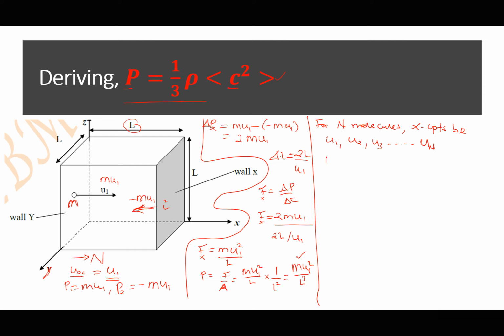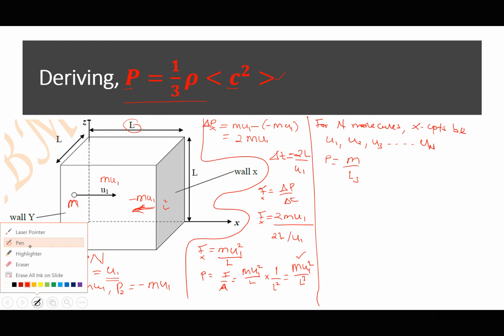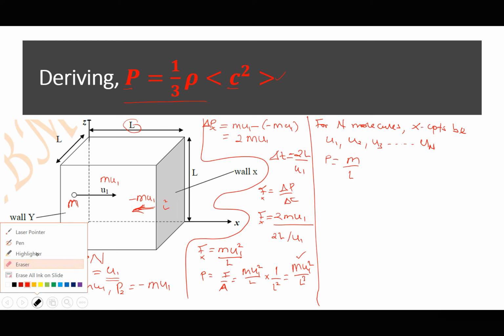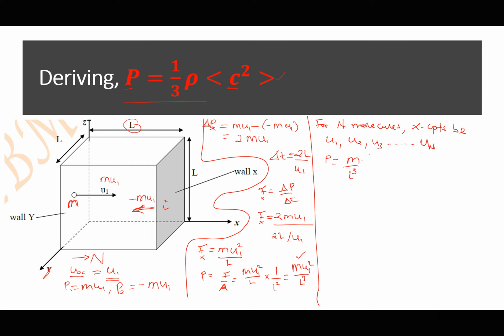will therefore be: pressure is going to be equal to m over L cubed, I'm writing L3 instead of L cubed. So pressure equals m over L cubed into brackets, this will be u1 squared plus u2 squared plus until we reach un squared. So this will be the total pressure exerted on wall X by all n molecules.